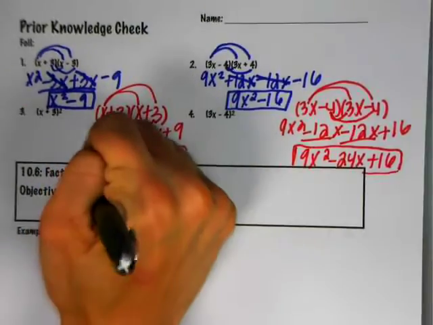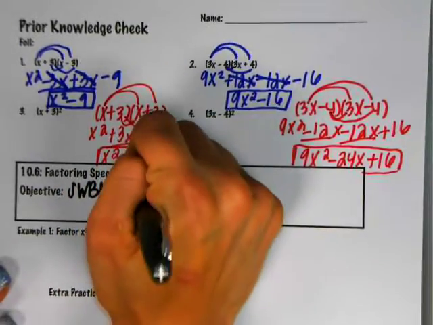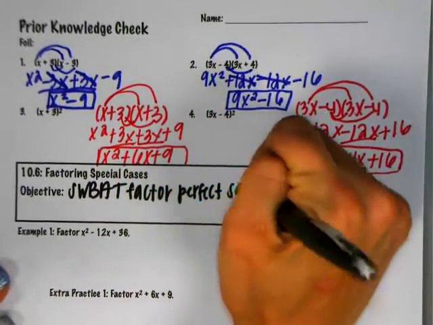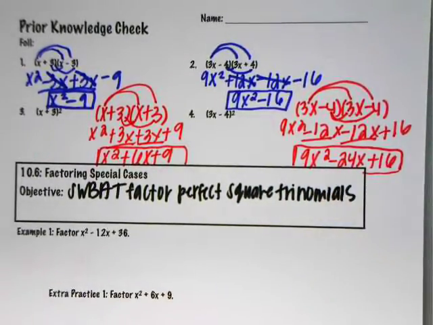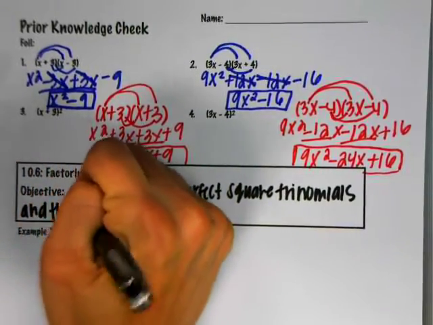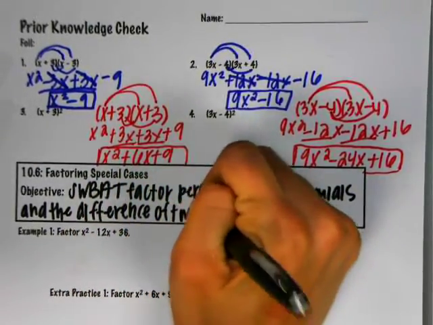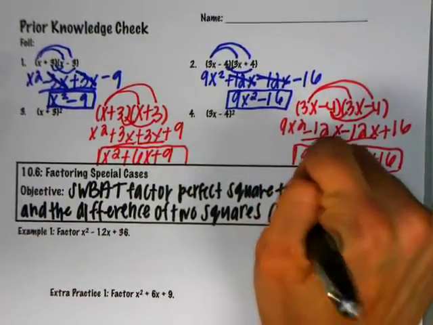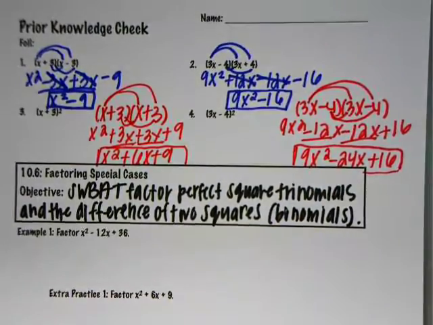So the objective today: students will be able to factor perfect square trinomials and the difference of two squares. The difference of two squares is how you factor your binomials. And binomials is how many? 2.